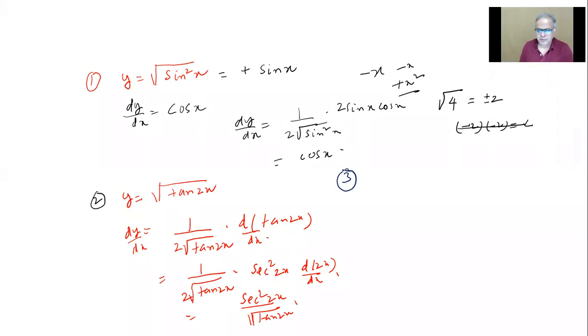Now, you know all people individually. Hari Prasad, we have got y equals sine square 3x plus 4. Come on, what will be dy by dx?